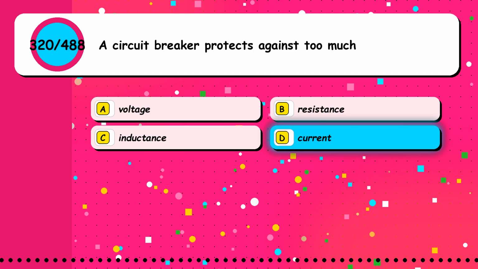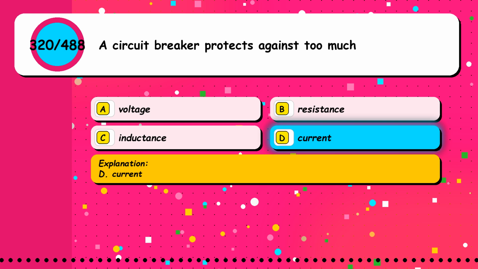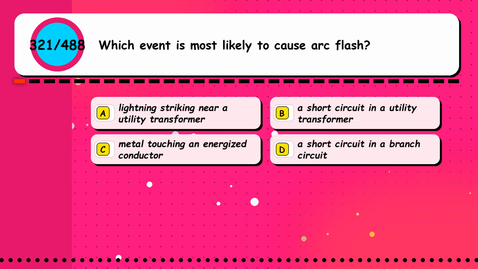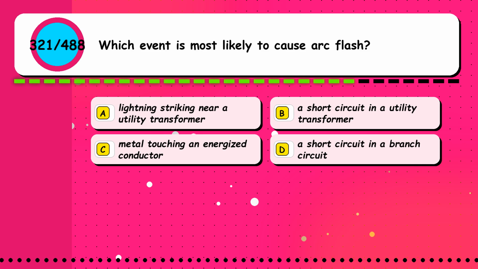The correct answer is option D, current. D, current. Question 321. Which event is most likely to cause arc flash? Option A, lightning striking near a utility transformer. Option B, a short circuit in a utility transformer. Option C, metal touching an energized conductor. Option D, a short circuit in a branch circuit.